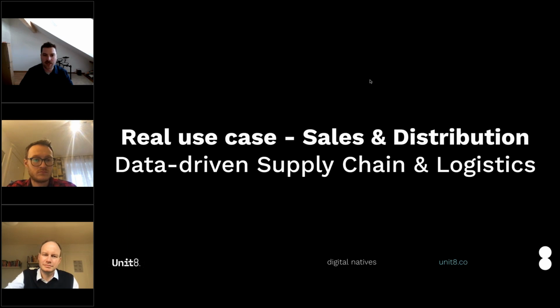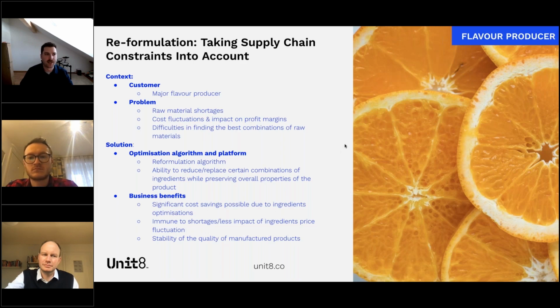Now we have other use cases that we can also talk about that are a little bit less related to manufacturing, more to sales, distributions, and logistics. So here, this one is an example for a flavor producer. The challenge that they have is that they have some shortages in ingredients. So for example, there is a new virus strain that is killing certain kinds of oranges in Spain, so they have to change the sort of oranges that they use.